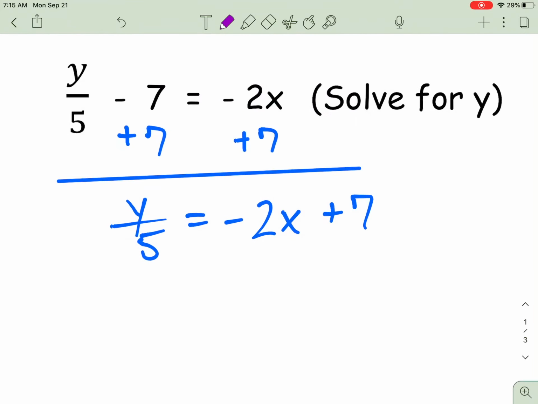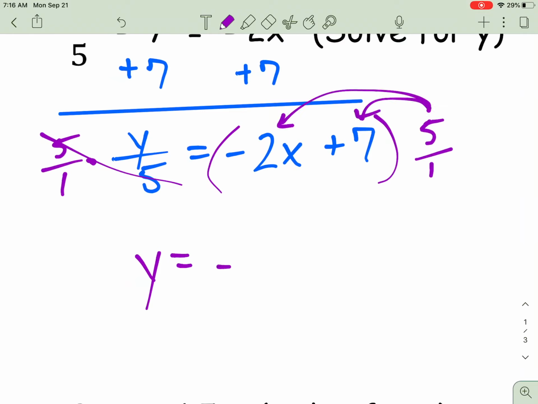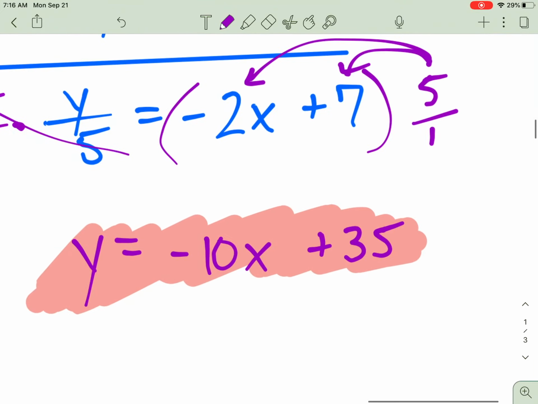Okay, now I'm going to multiply to get rid of that 5. Multiply everything on the left and everything on the right. So now the 5's cancel. I'm left with y equals. Multiplying everything on the right means I need to distribute that 5 to both. And I'm done. Okay, so just be careful. Make sure you're multiplying all the way across.